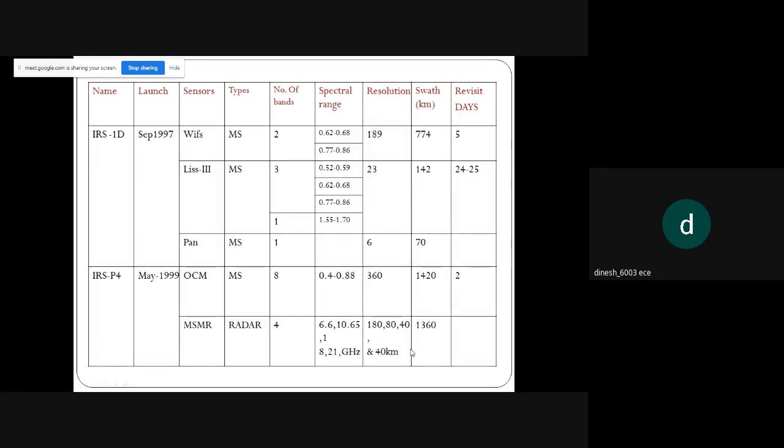Following that is the IRS 1D, its specification, which was deployed in September 1997. All the three are deployed in that.